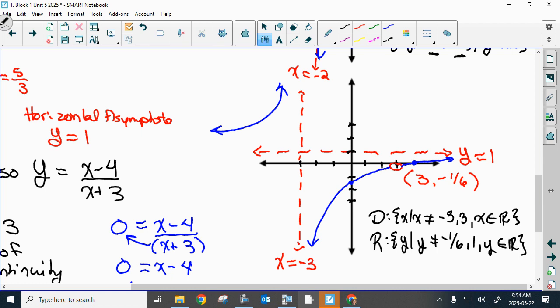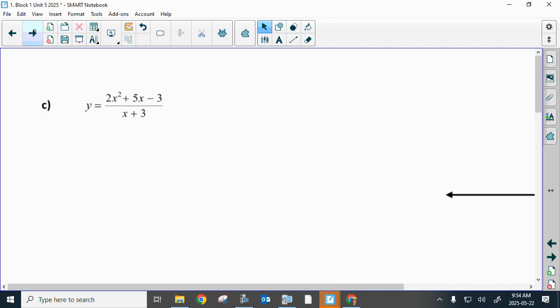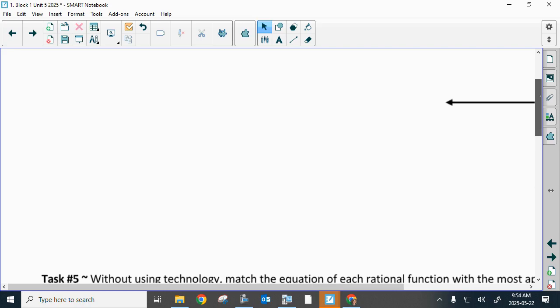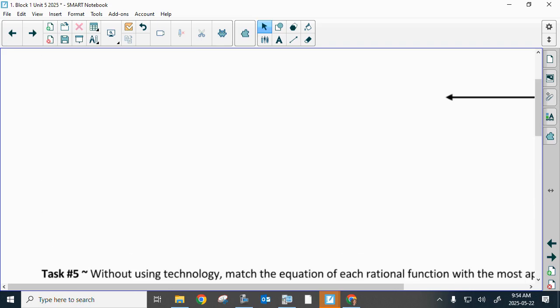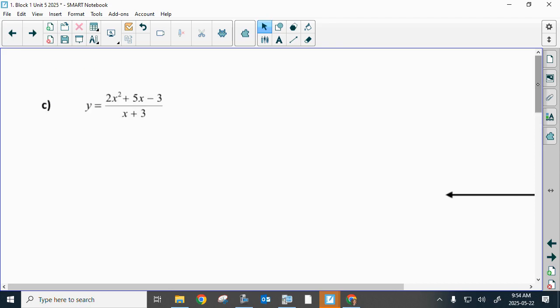Okay, are we good? Okay, so this one's going to look a little different. Okay, we'll finish this page. Okay, so guys, look at this one for a second.